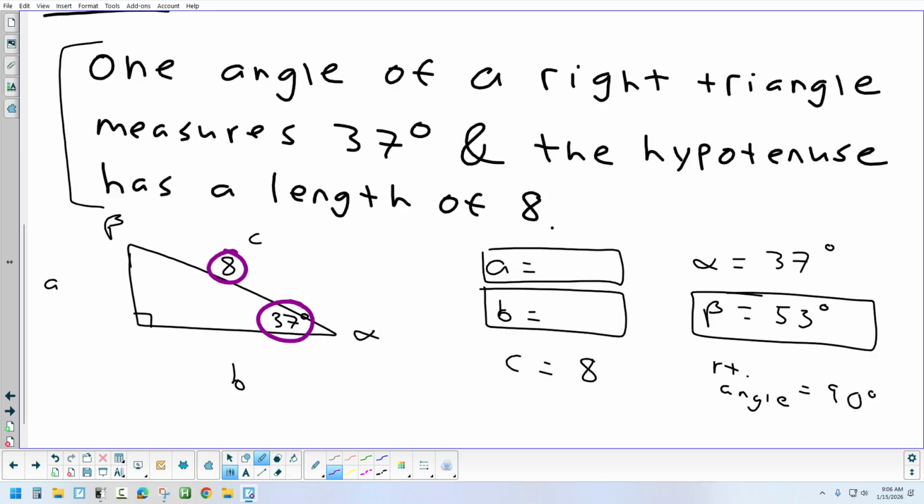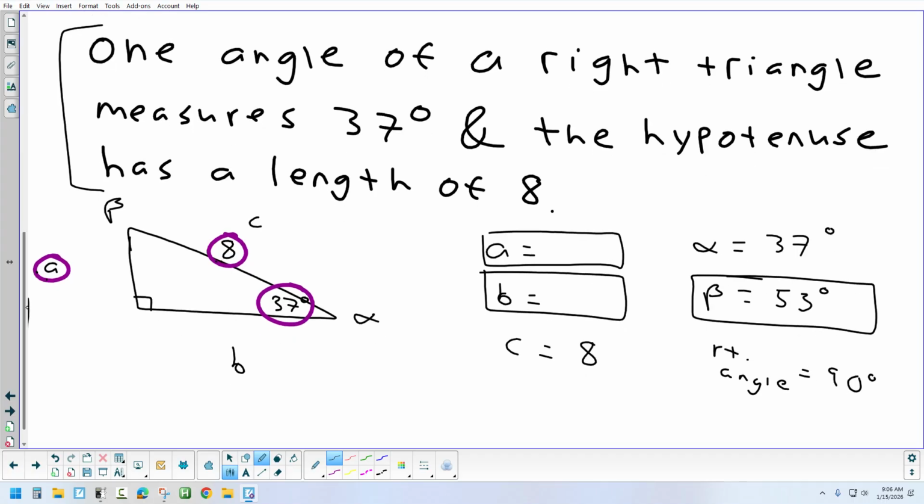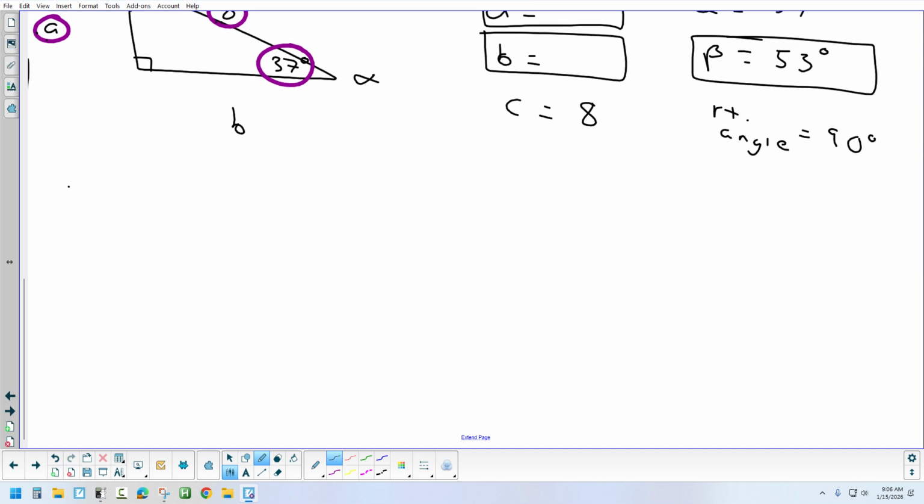Okay, so what I want to do now is look at the position of the sides that I know and that I'm trying to find. The position of side 8 is hypotenuse. What's the position of side A relative to my reference angle? It would be opposite. Opposite and hypotenuse. Which trig function out of the 3 that I said we're using today has opposite and hypotenuse in it? Yes, sine. So now we're going to set up an equation to solve for A.